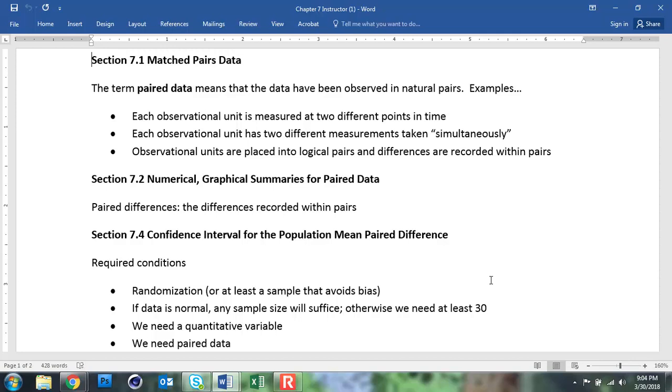The last type of paired data that we'll talk about here in class: observational units are placed into logical pairs and differences are recorded within pairs. I used to work at Pfizer in the animal health division, and one of the drugs that I was responsible for running numbers on dealt with pigs. One of the things we were concerned with was that pigs continued to gain weight, so that pig farmers could sell them for more money.